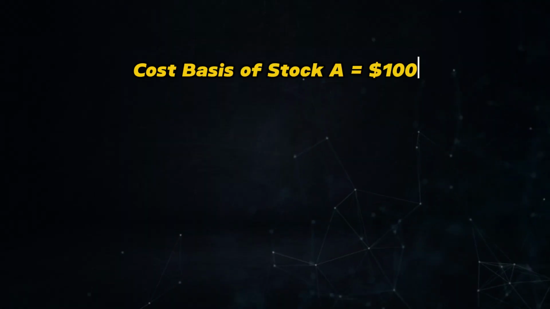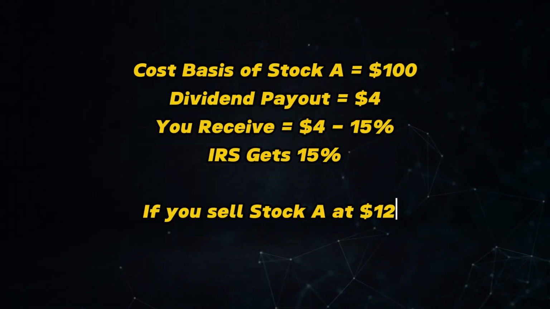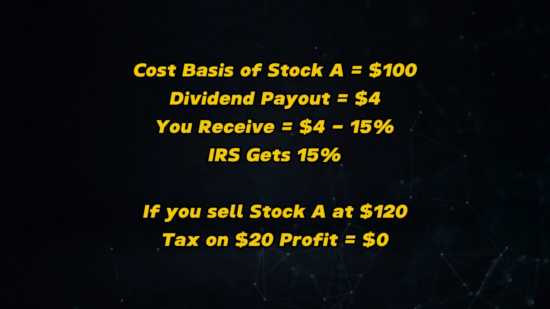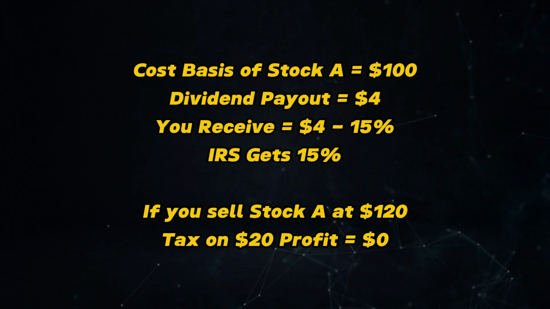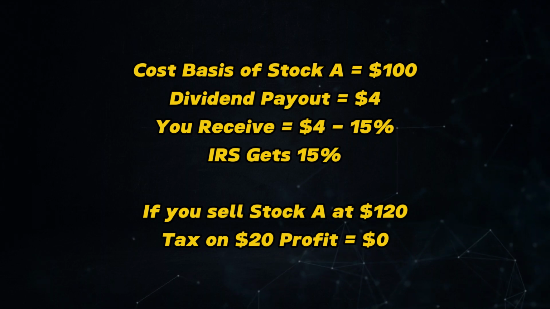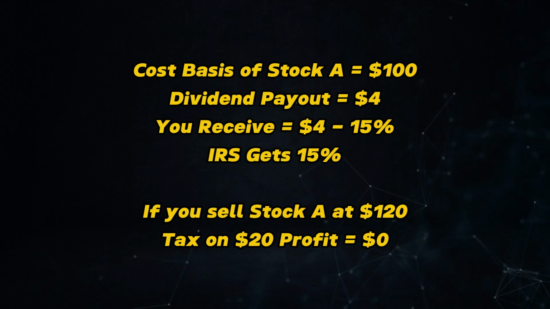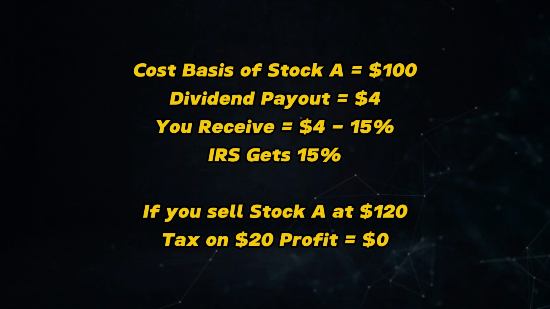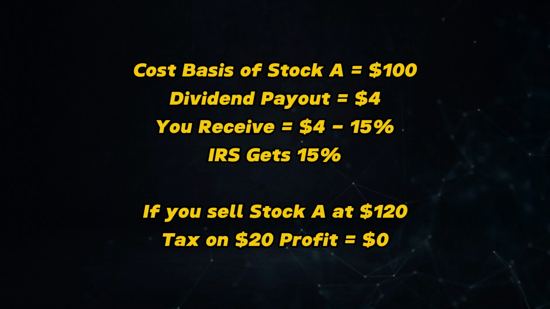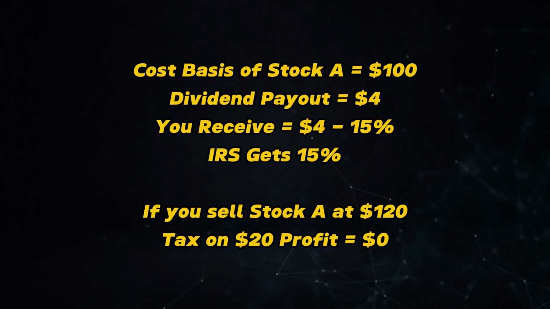However, the capital gains that you earn from the appreciation of these assets are not taxed. Suppose you own stock A at a cost basis of $100. Let's say this stock pays a dividend of 4%. Suppose the stock pays $4 in dividends. Before you even receive this $4, a 15% is deducted from it before it hits your account. However, if the stock was to go from 100 to 120, you will not be taxed on the $20.